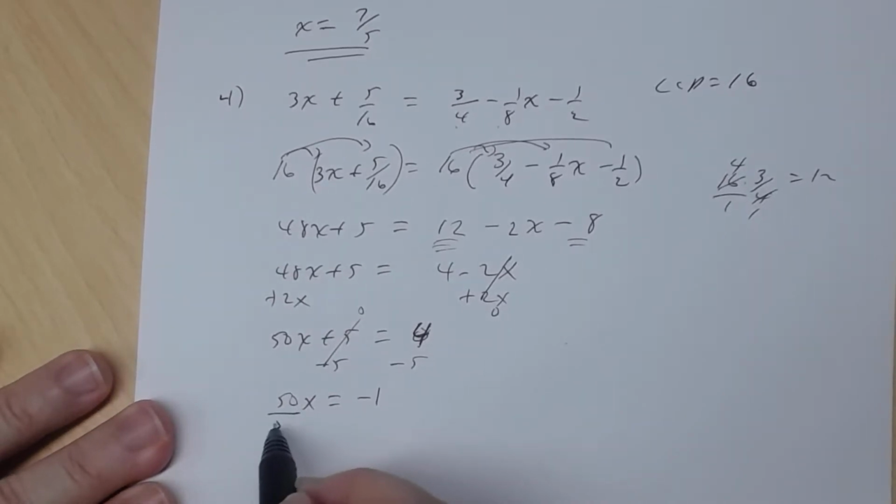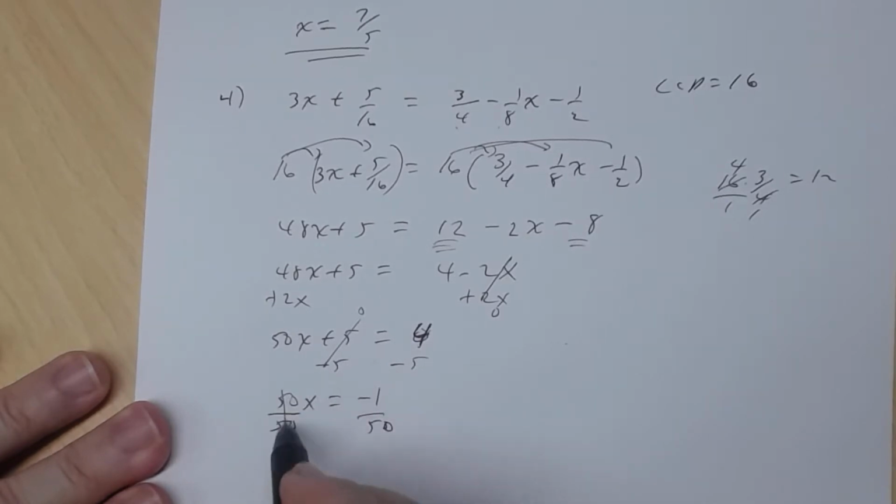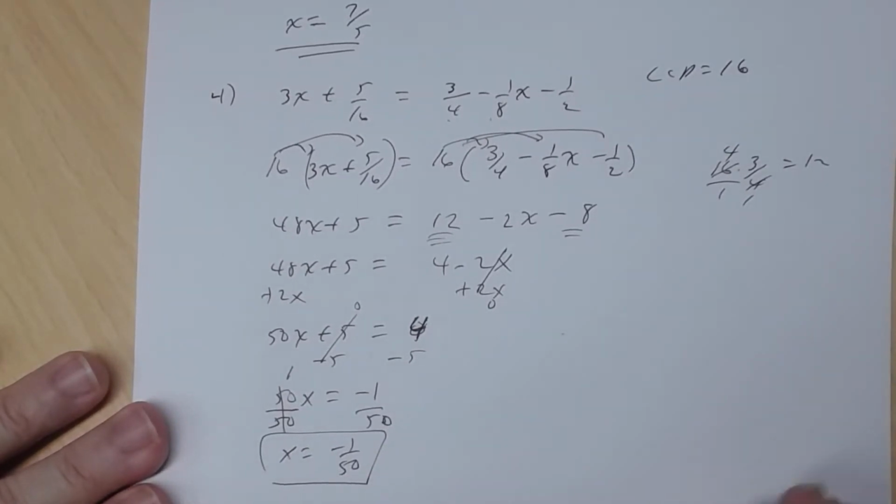And then finally divide both sides by 50. We're using multiplication property of equality, and then we're going to simplify and reduce. 50 divided by 50 is 1. 1 times x is x, and then that's negative 1/50th. So that's your solution.